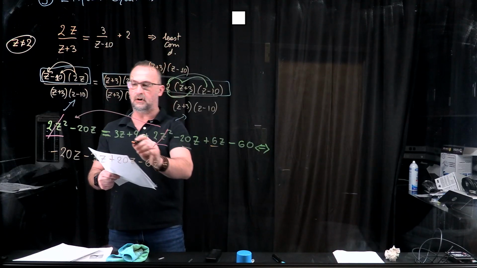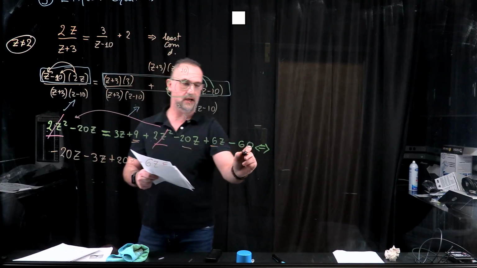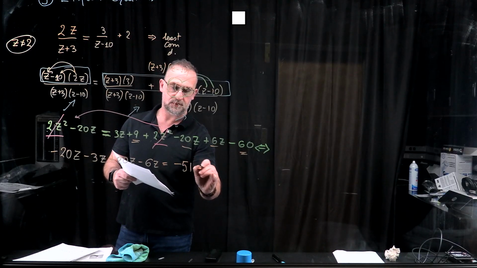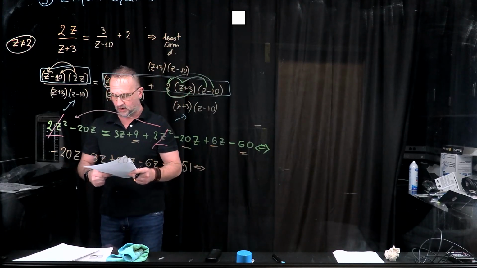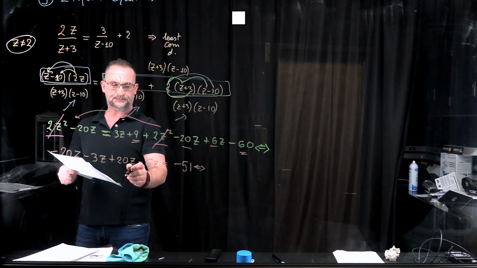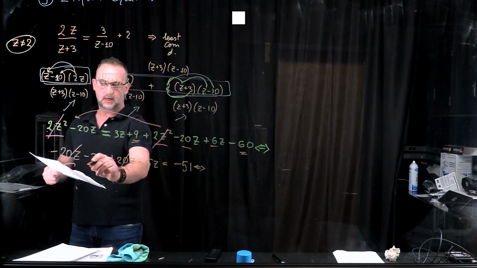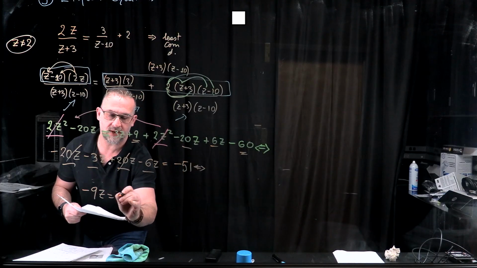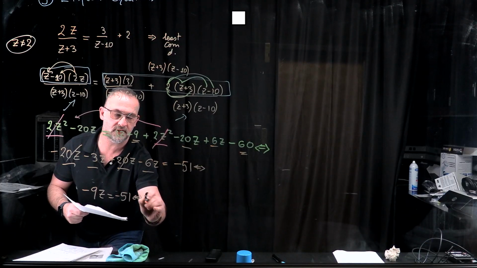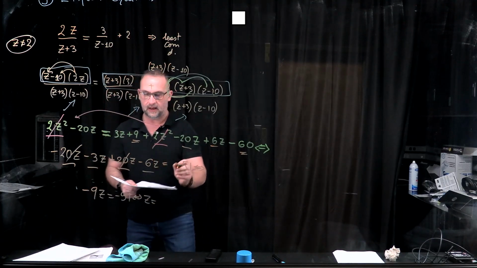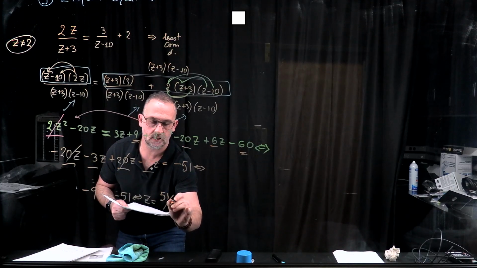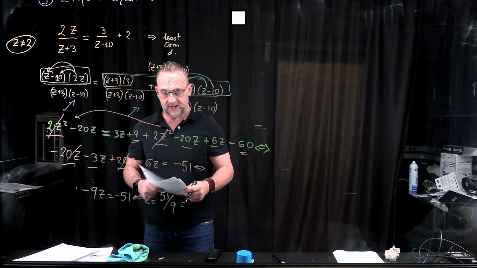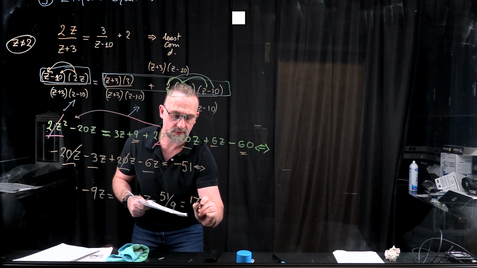Equals 2. We have no numbers on the left, so it's only here 9 and negative 60, which is negative 51. So what do we have? All the z's together: 20 cancels out, minus 3 minus 6, minus 9z equals minus 51, and your z is finally 51 over 9, and if you cancel out by 3, you're going to have 17 over 3.